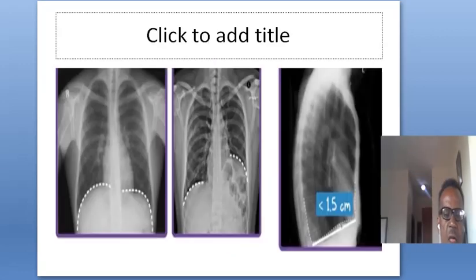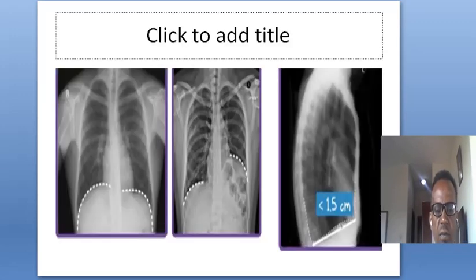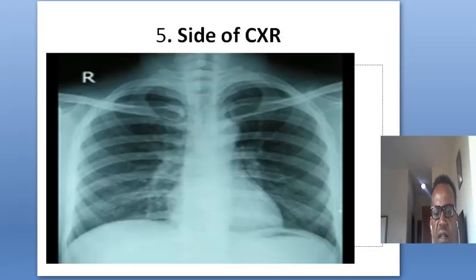So the other important parameter we want to look at is the side of the X-ray. Which one is the right side? Which one is the left side? Usually, as you can see clearly, this is the right because it is labeled.